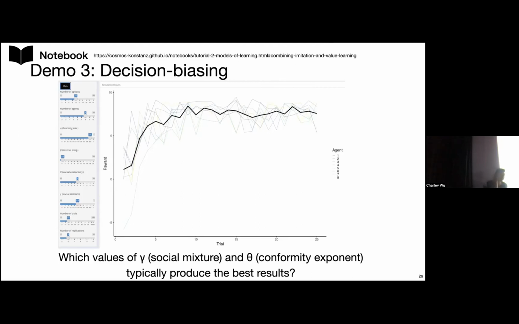So when theta is 0, this combined decision-biasing model reduces to just this: sometimes agents blindly randomly choose, and sometimes they follow their own belief. This type of extreme case will help you get more idea of what's going on. So these are general tips for agent-based simulation. So that's the decision-biasing modeling.